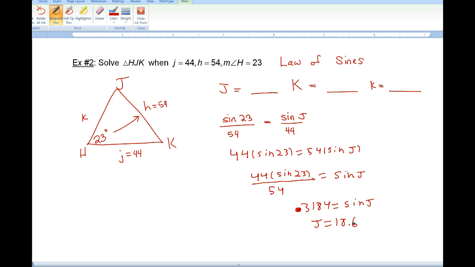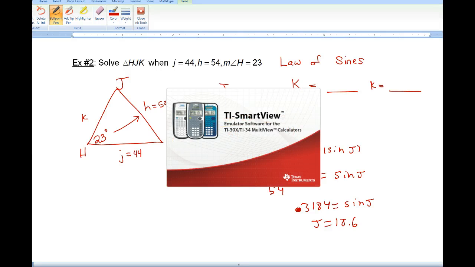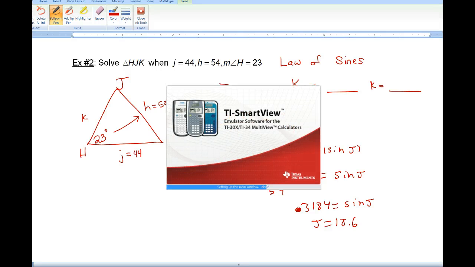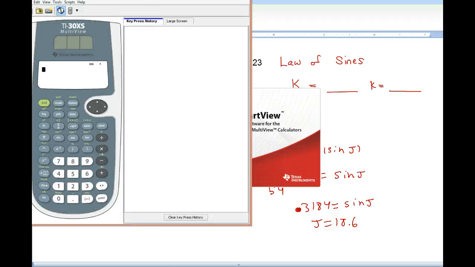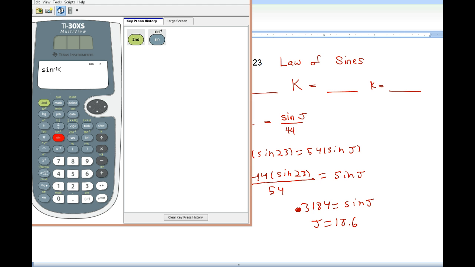Wait, did you let me do second to do that? 18.6? Yeah, I can explain it. It's my scientific calculator. Oh, you didn't put the parentheses after actually taking the sine. How'd you do that? Oh, just click the X. It's showing the history of it. Okay, that's fine, awesome.